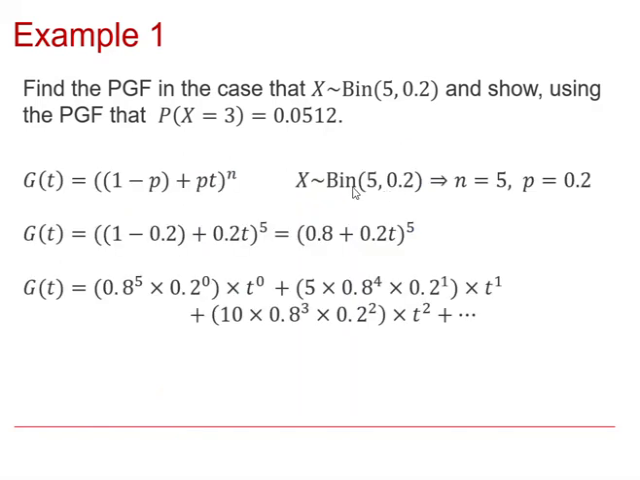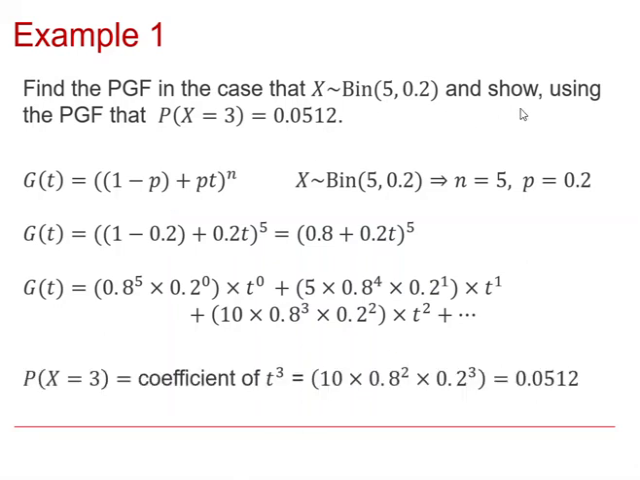We can see quite clearly that the parameters for this specific binomial distribution are n equals 5 and p equals 0.2. So substituting that in the general expression for the generating function for a binomial variable, we get (1 minus p plus pt), so (0.8 plus 0.2t) to the power 5, and expanding that you can see how the coefficient of each power of t is the binomial probability of getting that particular number of successes.